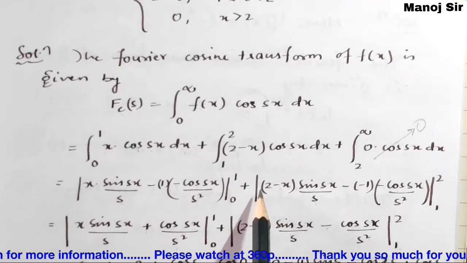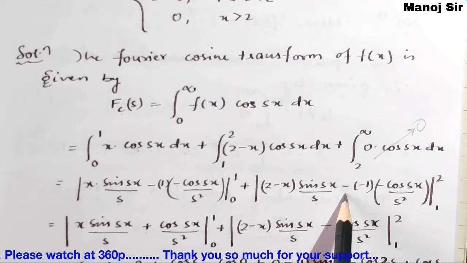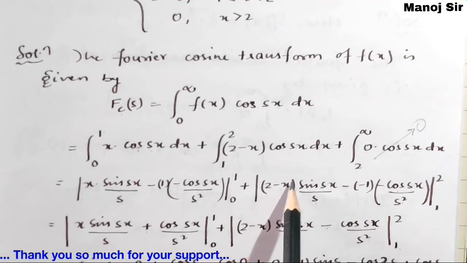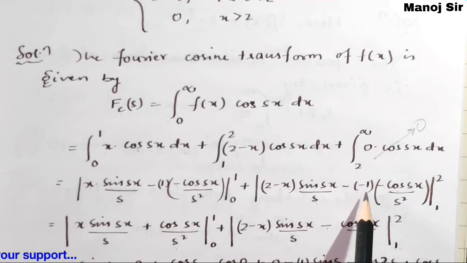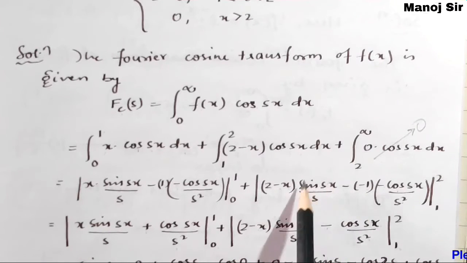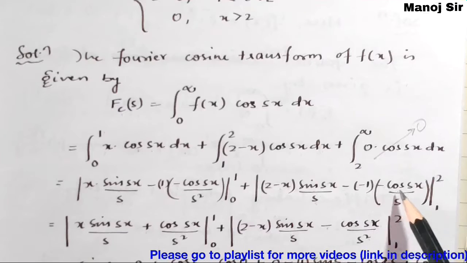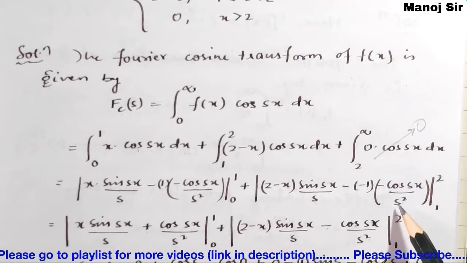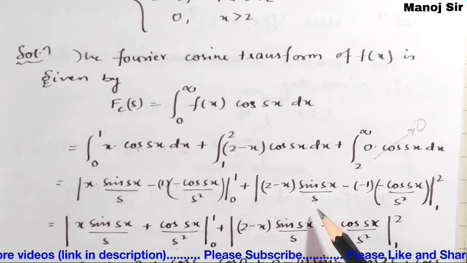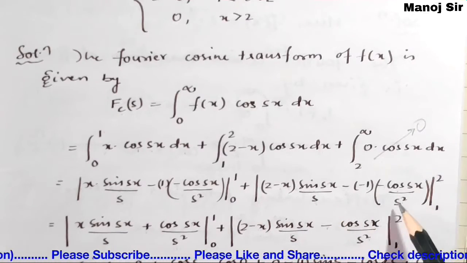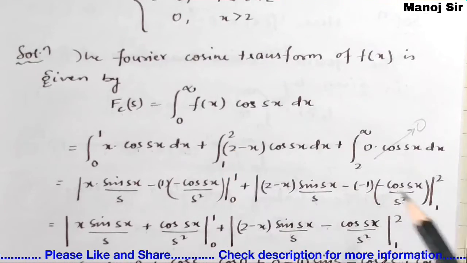Now, first function positive, first term positive, second term negative. Yes, so differentiation of the first function is minus 1. Now integration: the integration of sine will become minus cos sx upon s, and here we already have s, so s into s is s square. Again the limit is from 1 to 2.